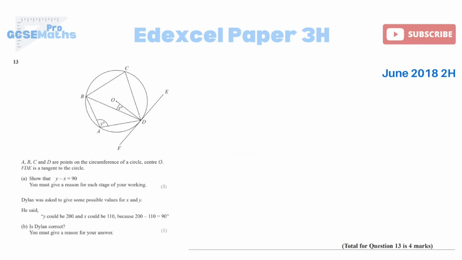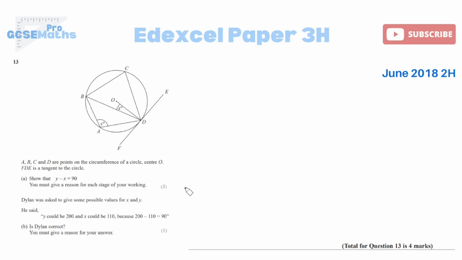Question 13, I've got some circle theorems now. A, B, C and D are points on the circumference of a circle, centre O. FDE is a tangent to the circle. Part A is to show that y minus x is equal to 90. Give a reason for each stage of your working. It's only 3 marks though.